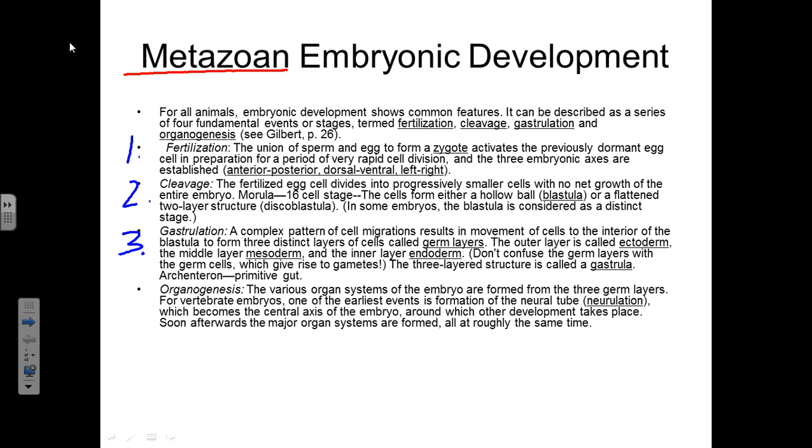Step 3, the cells start organizing themselves into layers. Step 3 is called gastrulation. And what ends up happening, the cells organize themselves into 3 layers of cells, and they're called the germ layers.